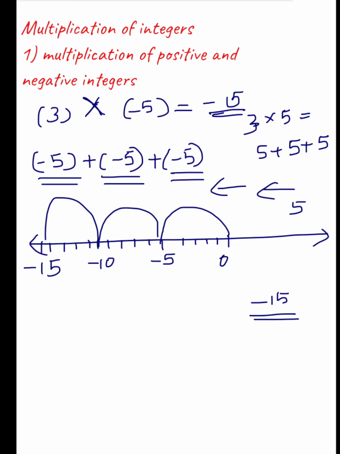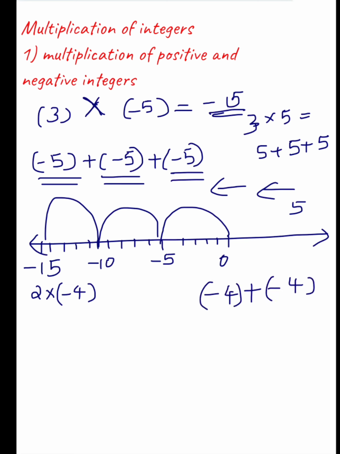Now let's see another question and see what happens. Let's take 2 into minus 4. In this way if you are writing, how will you write 2 into minus 4? 2 times you have to add minus 4, that is minus 4 plus minus 4. This is repeated addition. Multiplication can be done as repeated addition like this.